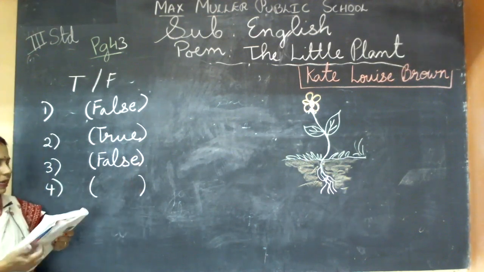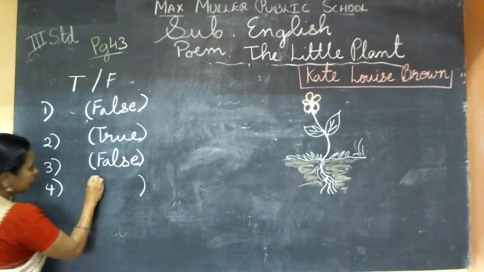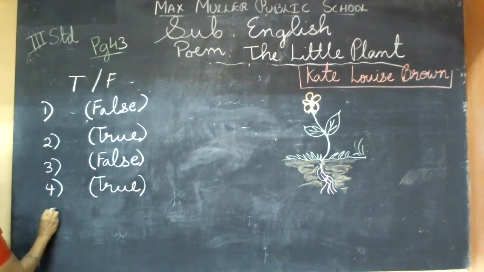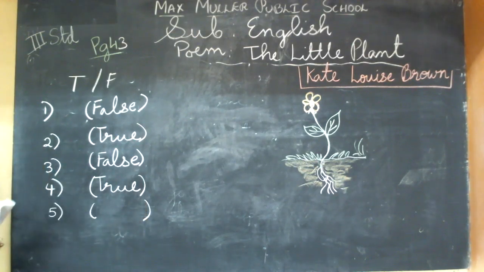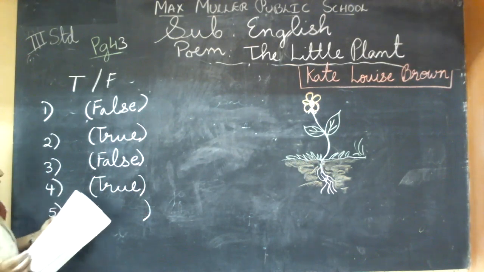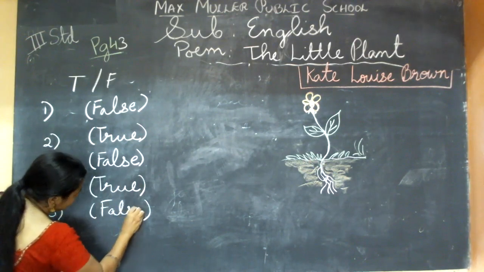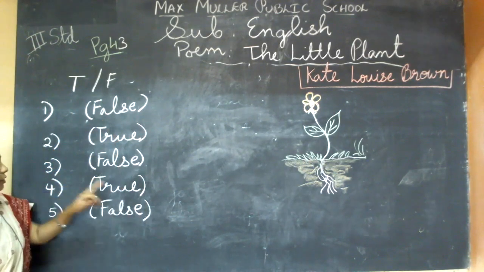Okay, children? The little seed found the world beautiful, wonderful. Yes, the outside world is very, very beautiful. It is true. Number 5: the little seed did not hear the voice of the sun. No, it heard. So that is also wrong. Right? False. It heard and it got up. So it is wrong. So the answers are: false, true, false, true, false.